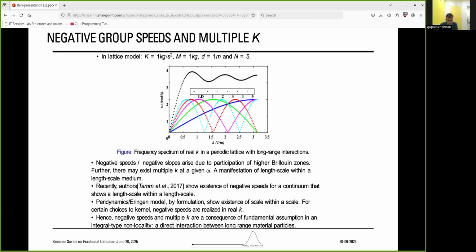So what is the reason? If you look at some of the literature, the authors said negative speeds can occur if there is a length scale within a length scale. That means the peridynamics and Eringen models show the existence of scale within a scale, and that is the reason why you could see negative speeds in these models. So the negative speed and multiple k, because in lattice models, the more masses, the more modes you get, are a consequence of the fundamental assumption in an integral type non-locality. That is because of the long range interaction.